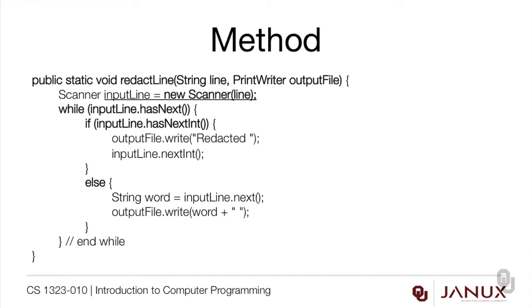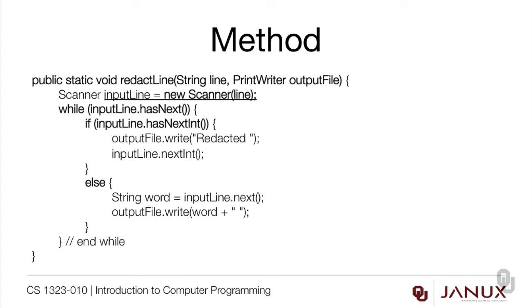Here's a method that does it. This is going to be public static void redactLine, and it's going to take a String line, so we're letting the other method do the reading, and a PrintWriter for the output file. So we'll have a Scanner, inputLine is new Scanner of line. So what's happening is we're using a second scanner to pull apart the line in the file one word at a time. Then we'll say while inputLine.hasNext. So we're looking to see if there are still more words that are left on the line.